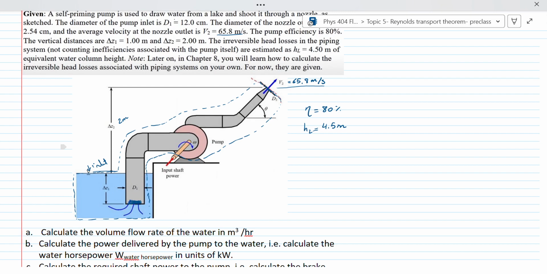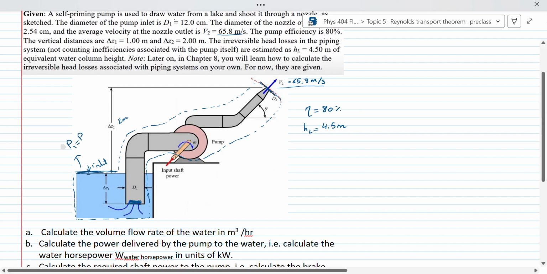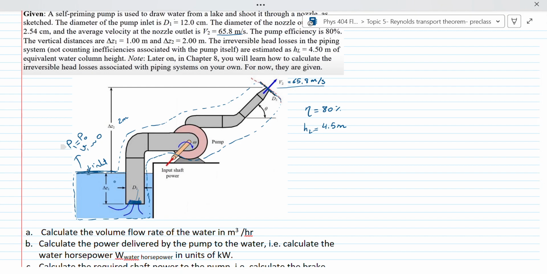This is more convenient because I know that if I select this to be my inlet, P1 will be equal to P0, which is the atmospheric pressure, because this liquid is exposed to the atmosphere. And I can also approximate V1 to be equal to 0, because basically here water will be draining into the pipes. So the water drop will be very slow compared to whatever flow we have here. So I will have this as my inlet.